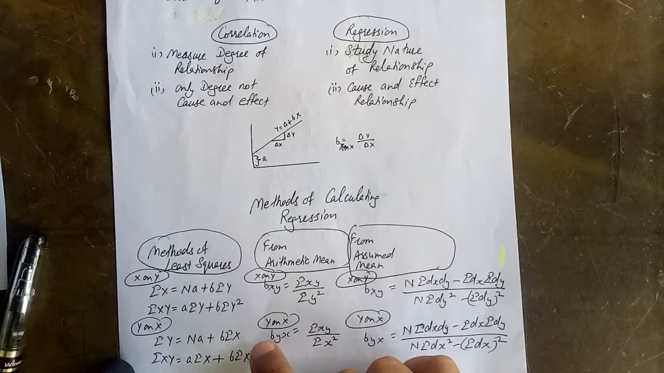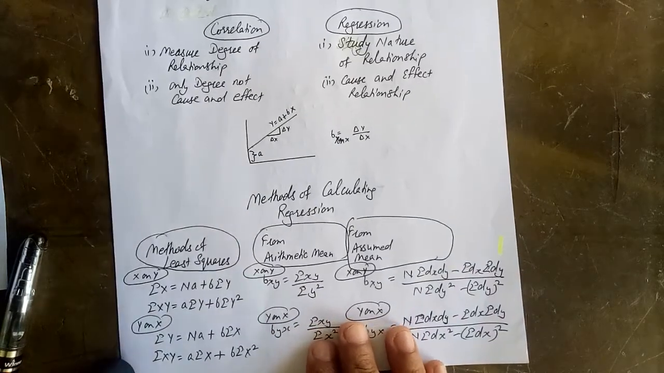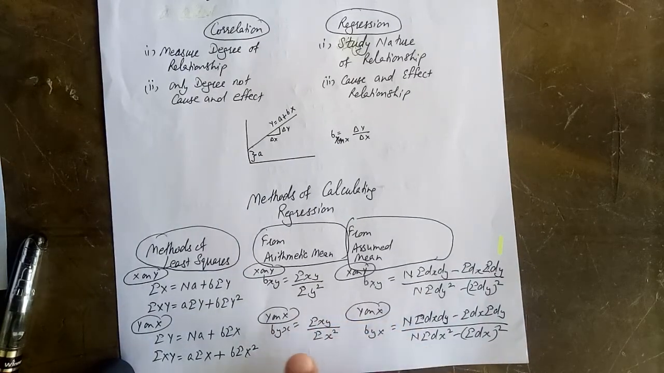In the case of y on x, we have byx, which will be calculated by sigma xy over, and now at last it is x, so sigma x square. So it is related to correlation also, but one thing is that only one part is in the denominator and that is squared, and the other part is not available over here. So it is x on y or y on x.